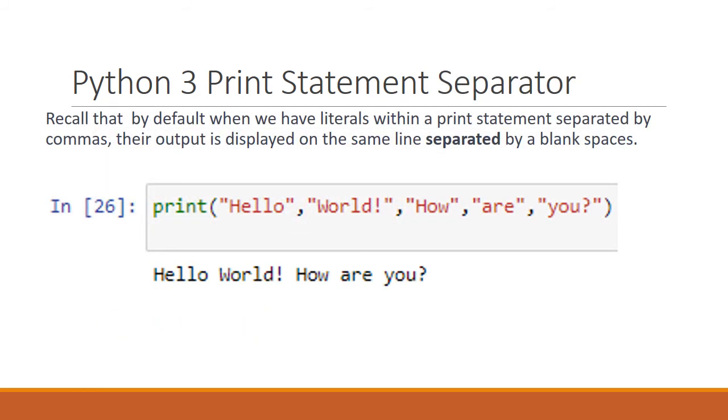Recall that by default, when we have literals within a print statement separated by commas, their output is displayed on the same line separated by blank spaces. So in this example, we have the literals hello, world, how are you? When this print statement is executed, these literals are displayed on the same line separated by blank spaces.